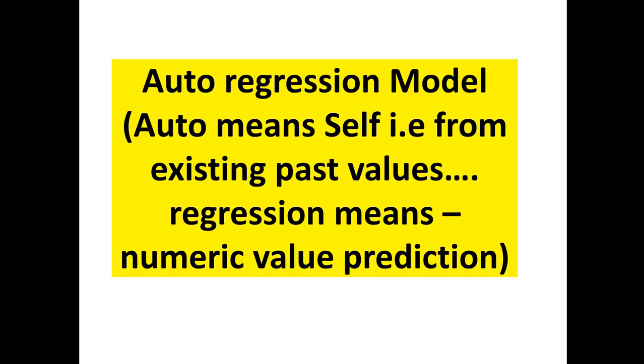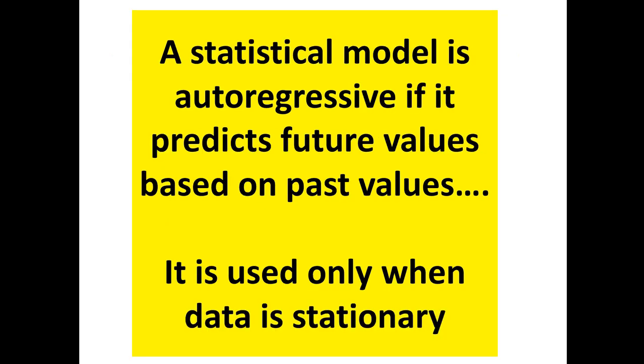So the autoregression model, how did the name come from? Auto means self, that is from the existing past values. And regression, as you know, is a numeric value prediction. Now, a statistical model is autoregressive if it predicts future values based on past values. And it is used only when data is stationary. So in order to use this, the data always has to be stationary.